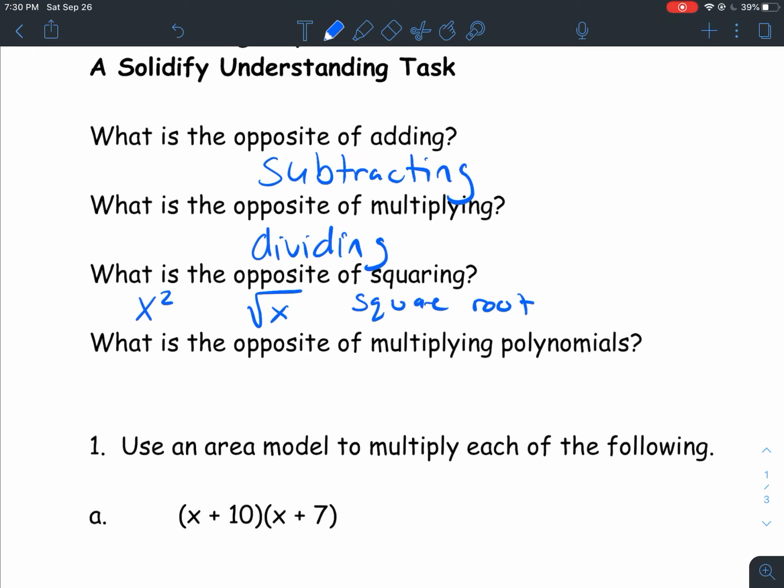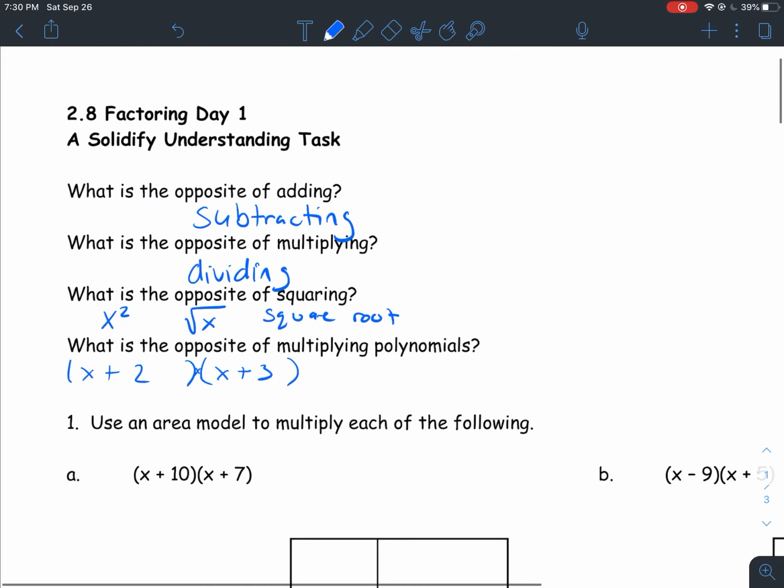And then the last one says, what is the opposite of multiplying polynomials? So let's think about this. If we had x plus 2, x plus 3, right? This is where we would FOIL or distribute, or use our area model. This is us multiplying, right? We're multiplying these two expressions. Well, what's the opposite of that? That's actually factoring. So yesterday when we were factoring, we were doing the opposite of FOILing, the opposite of that area model.